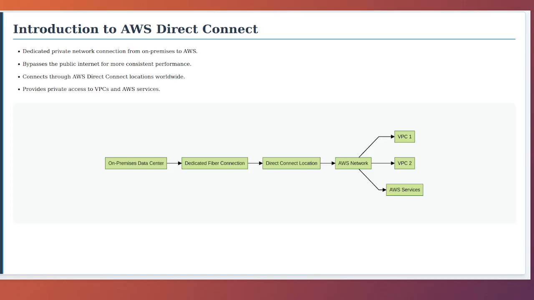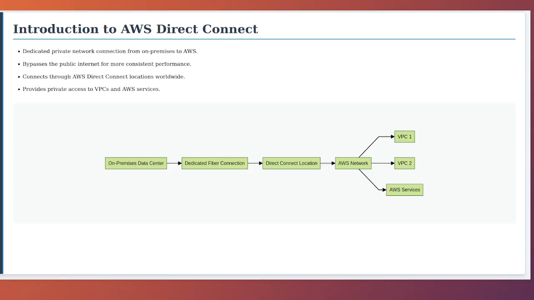On the left side, we have your on-premises environment, which could be your corporate data center, a colocation facility, or even a large office building. This connects through a dedicated fiber optic connection to an AWS Direct Connect location. These locations are carrier-neutral colocation facilities where AWS has installed networking equipment. From there, the connection extends into the AWS cloud, giving you private access to your VPCs and AWS services.